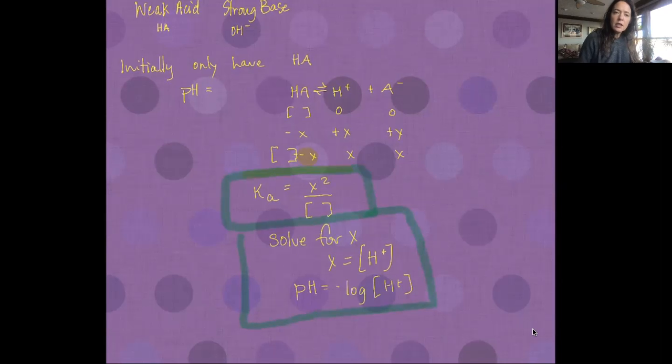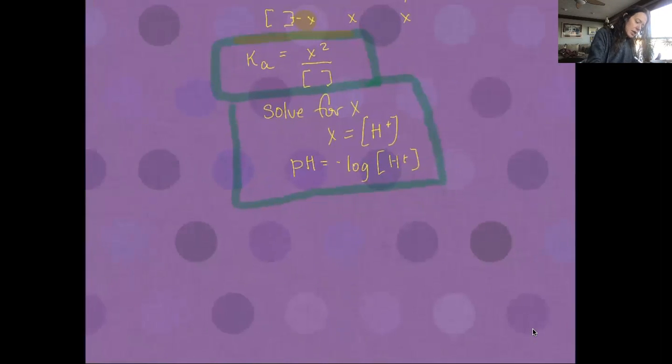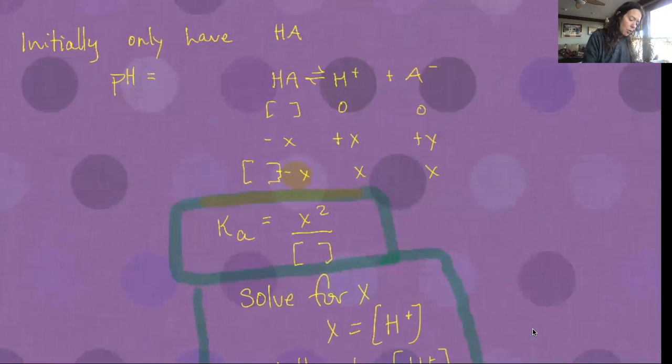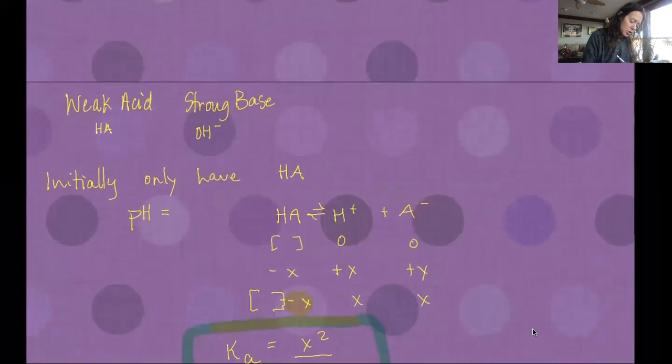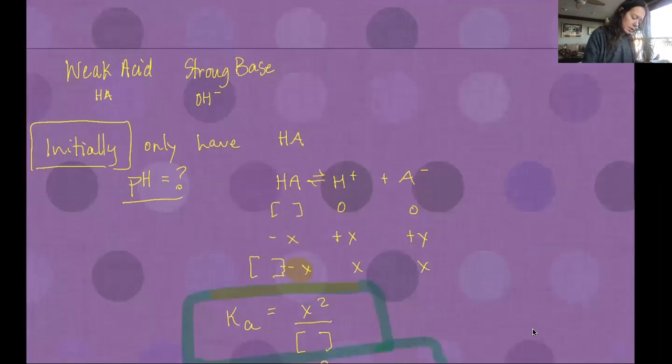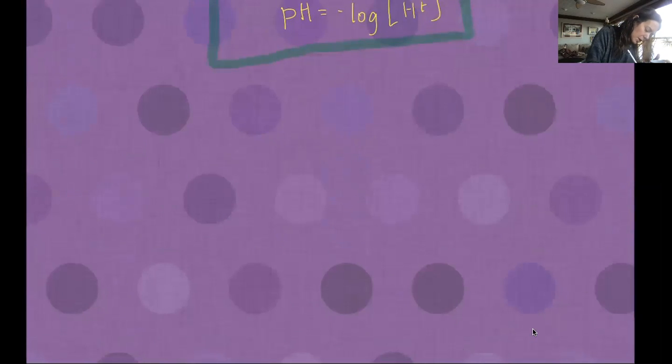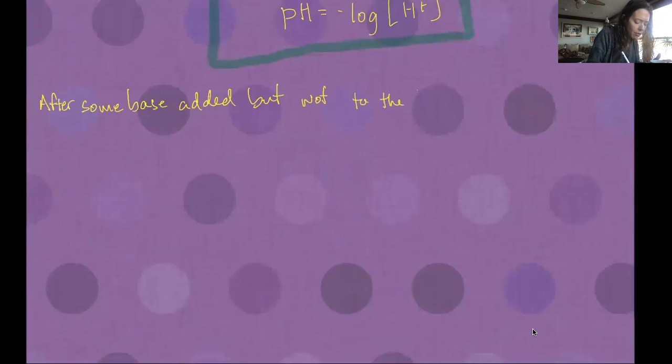Okay, so what happens if we start adding some base? That was how we would get the pH initially. We would just have the weak acid. Now, how would we get the pH after some base was added, but not to the halfway point?